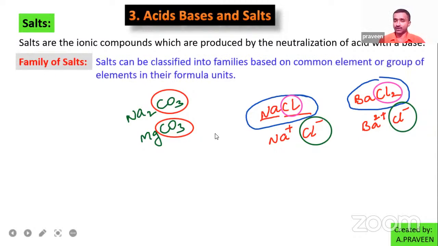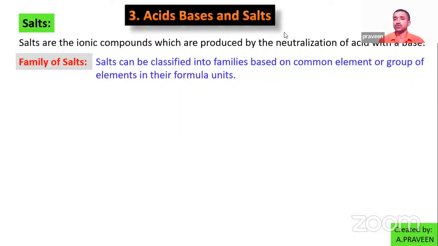Salts can be classified into families based on a common element or group of elements in their formula units. So here, maybe based on the ions also. Look at the examples given in activity number 14. We defined what salts are and what a family of salts is, and then we are classifying salts into different families in activity number 14.